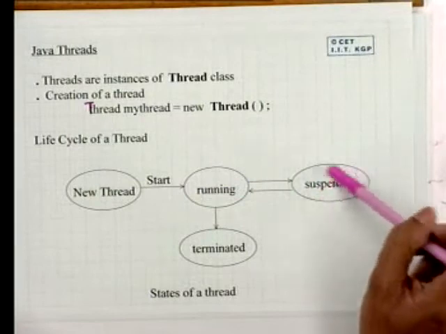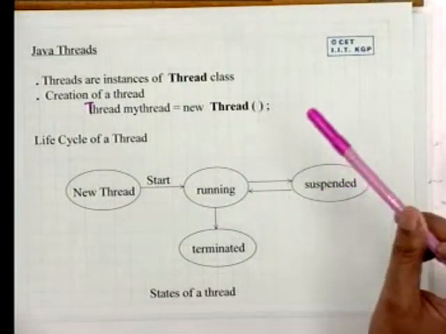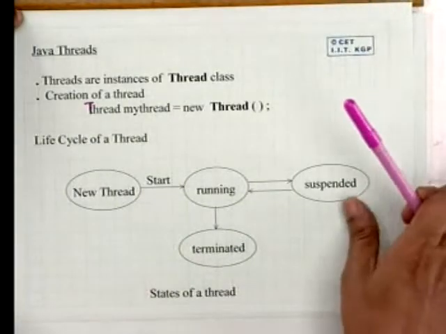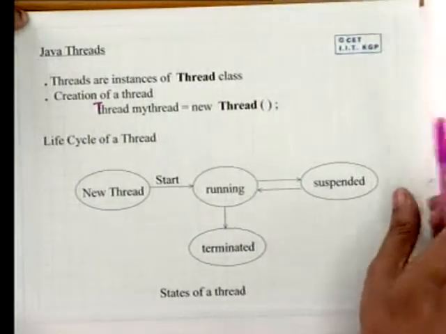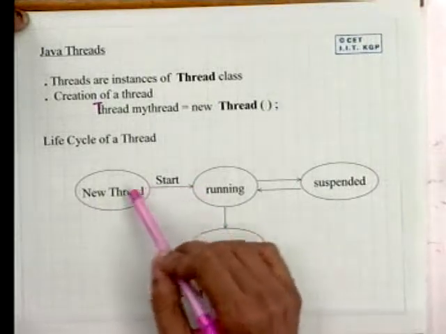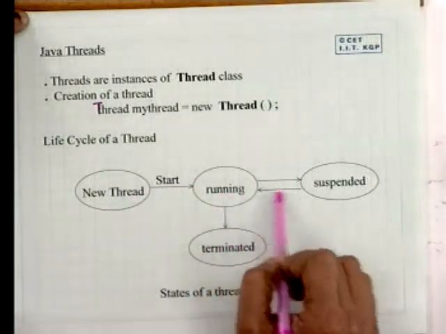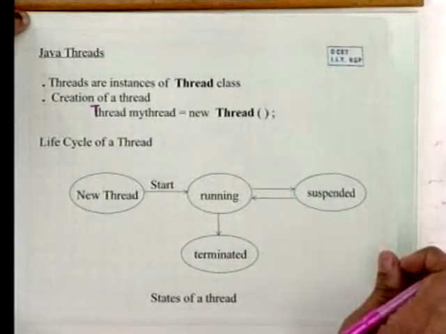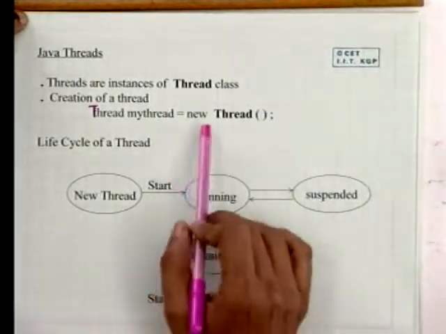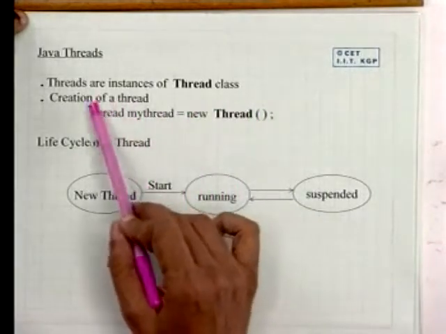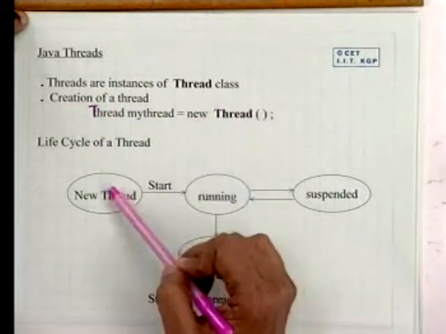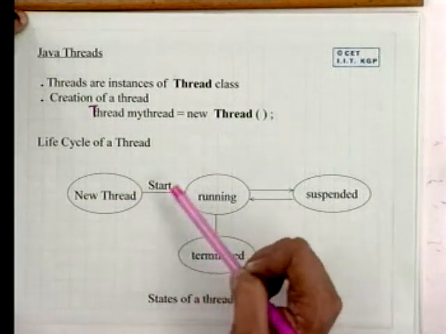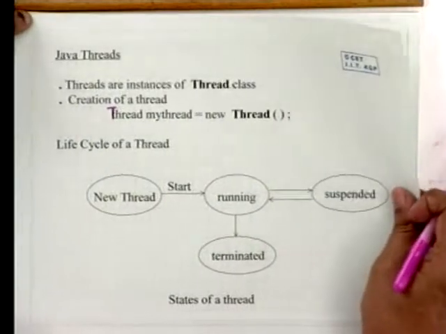If we further decompose this one into two more, like ready and blocked, we get the states of a process. So the life cycle of a thread consists of four states: a new thread, a running thread, a suspended thread, and a terminated thread. So when we create a thread, essentially we use the new construct to create the thread here. The next step, it must start. The thread must start its execution.